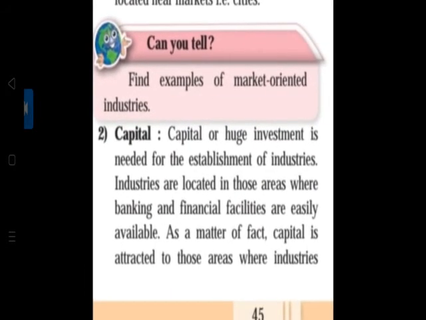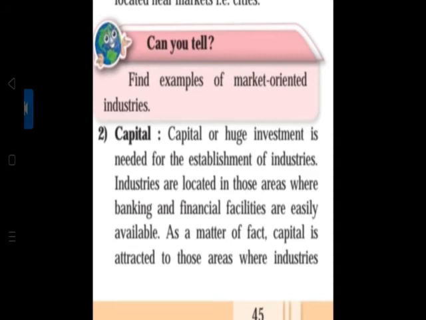Capital. A big, big thing when you have to start a company or an industry. Capital or huge investment is needed for the establishment of industries. Industries are located in those areas where banking and financial facilities are easily available. If you start an industry or a company, you need some investments. You have your investments, you need some loans. So you need some financial facilities or banking facilities on a daily basis.